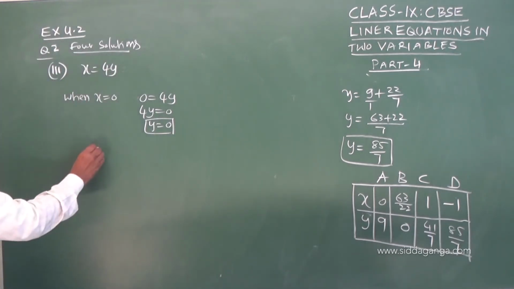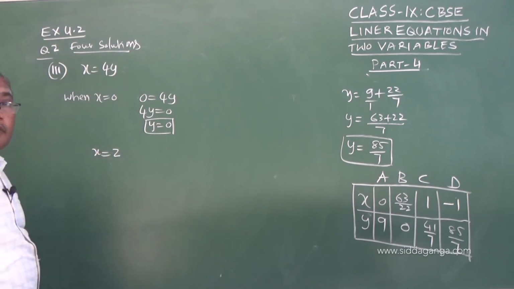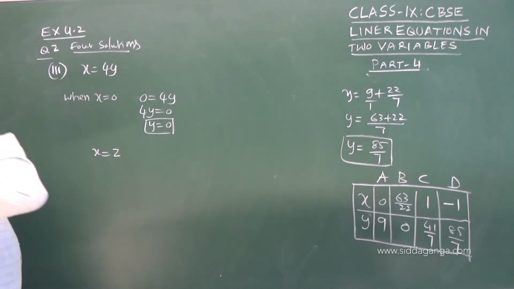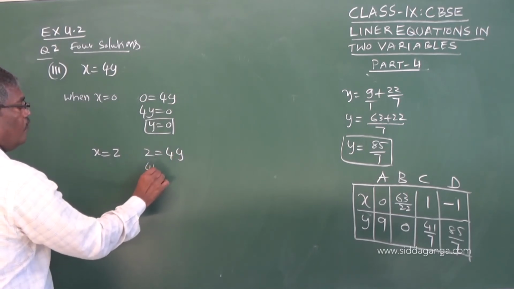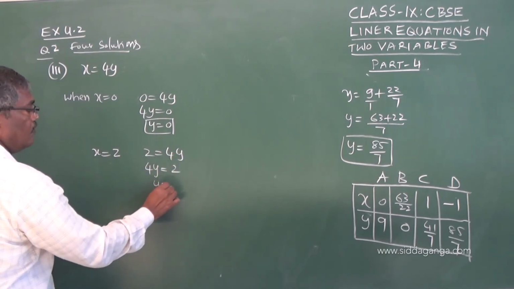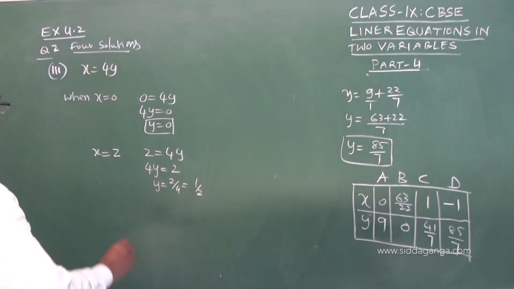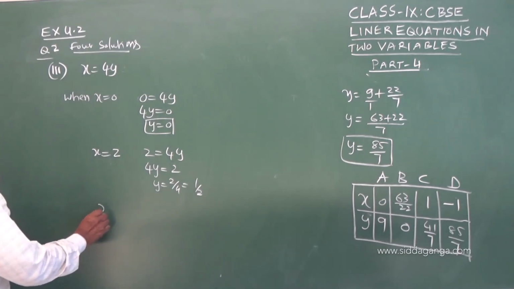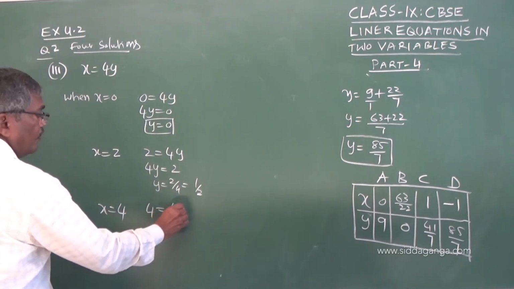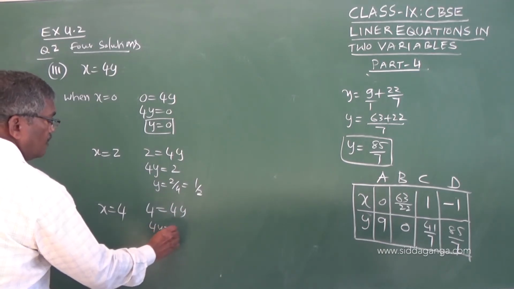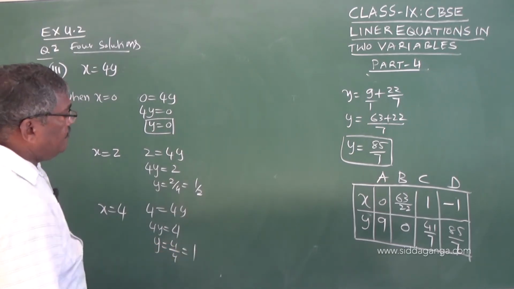Now take another value for x. When x is 2, let us say. So you can take any value. So let us take x is equal to 2. 2 equals 4 into y, or 4y equals 2. y equals 2 by 4 equals 1 by 2. This is second solution. So you take x is equal to 4, let us say. You will get 4 equals 4 into y, or 4y equals 4, y equals 4 divided by 4 equals 1.